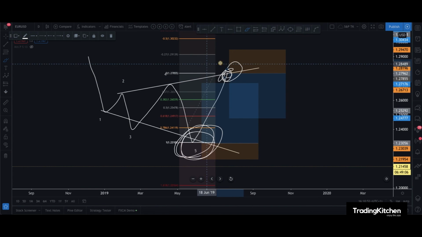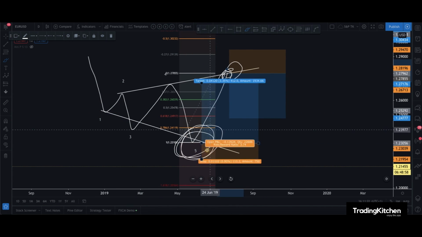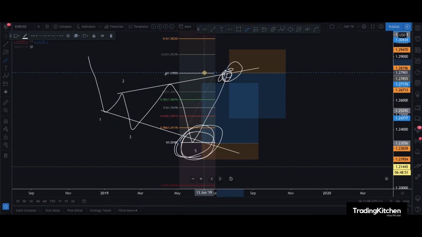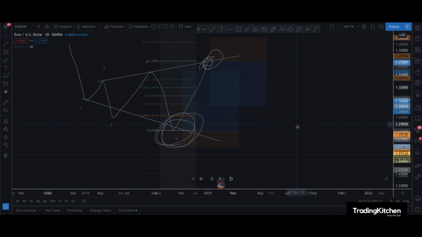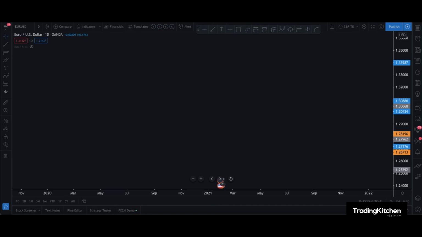Okay, so in this pattern, this expanding triangle, we could have 2 possible entries, one at 0.5 and one here on the touch of the trend line. Okay, I just want to highlight one important thing you need to know to recognize and use this kind of pattern at your best. We already spoke about patterns inside patterns.